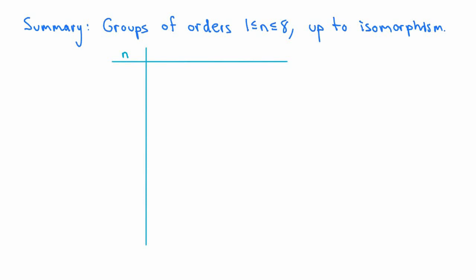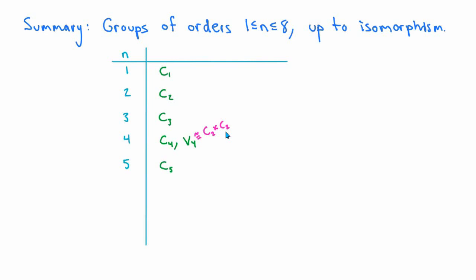Finally, I'd like to finish this video by briefly reviewing all of the groups of orders up to 8 up to isomorphism. First of all, for groups of orders 1, 2, and 3, there are only the cyclic groups of those orders, and no other groups up to isomorphism. But for groups of order 4, there's the cyclic group of order 4 and the Klein 4 group. Now, one of the things that we showed that you might want to remember is that the Klein 4 group is isomorphic to C2 cross C2.